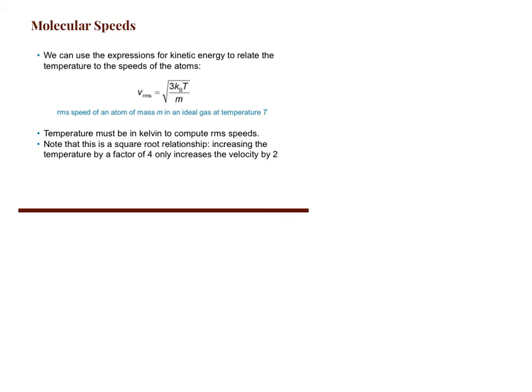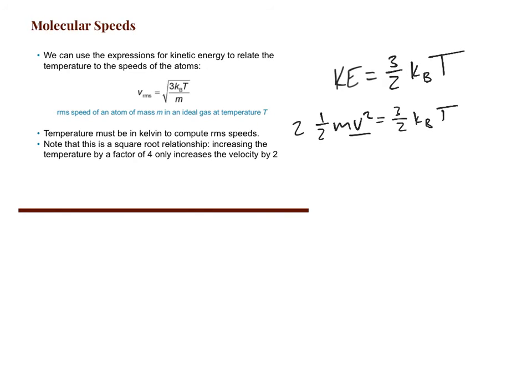So if we take the average kinetic energy of the molecule, we know from our previous equation that the average kinetic energy was 3/2 times the Boltzmann constant times the temperature in Kelvin. And we also know that kinetic energy equals 1/2 mv squared. So we'll say 1/2 mv squared equals 3/2 kBT. You can solve this for velocity. Multiply both sides by 2 and divide by m.